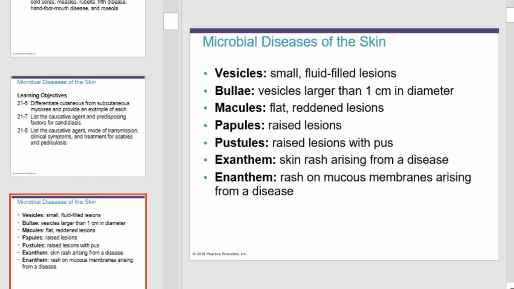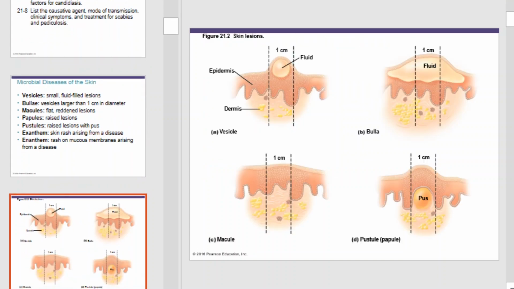As we do so, the first thing we have to do is deal with a number of terms that describe in lay terminology what we consider to be bumps on the skin. Vesicles are small fluid-filled lesions. Bulla are vesicles larger than 1 centimeter. Macules are flat reddened lesions. Papules are raised lesions. Pustules are raised lesions with pus. Exanthem is a rash arising from a disease, and enanthem is a rash on a mucous membrane arising from a disease. In this slide, you can see that there are literal measurements that distinguish each of these one from the next.